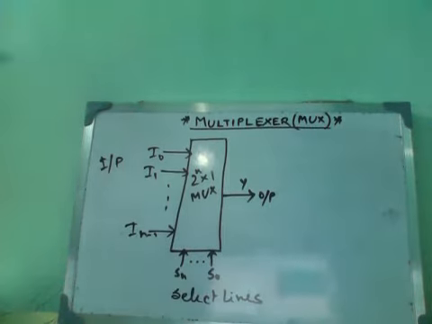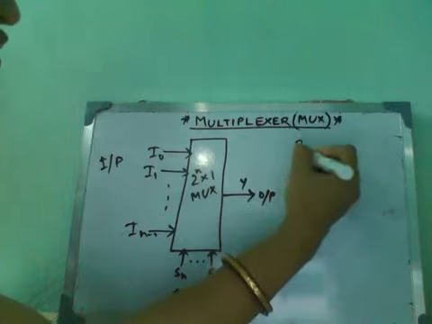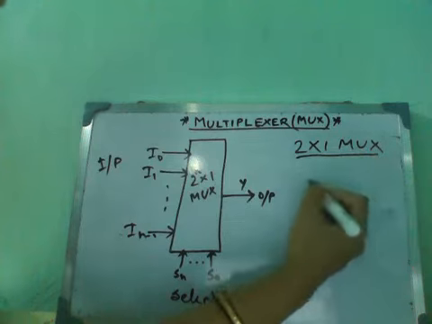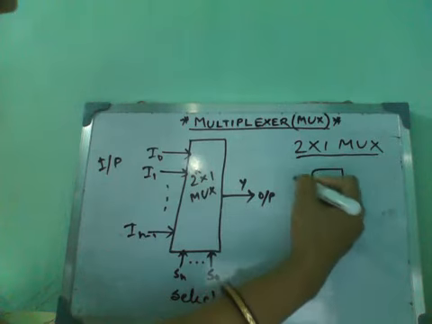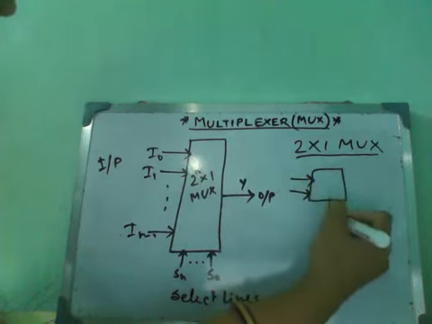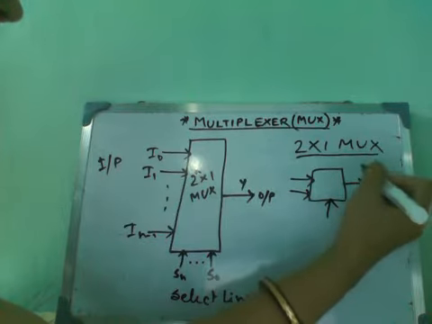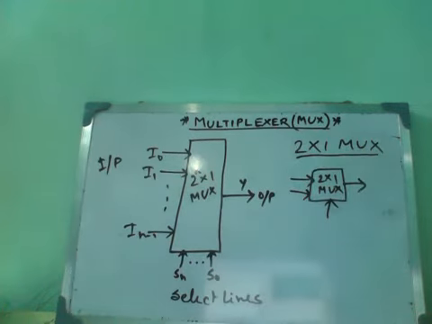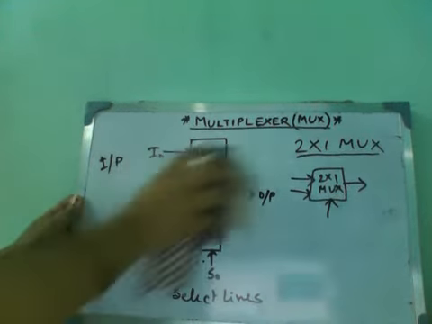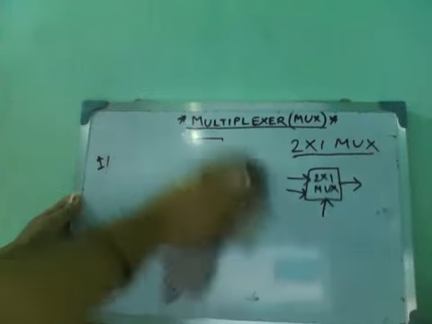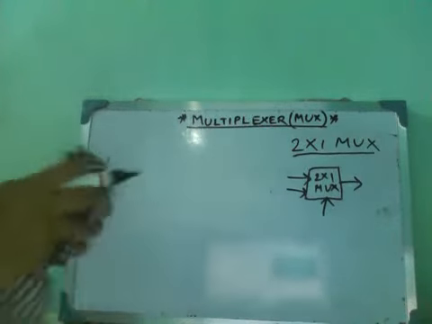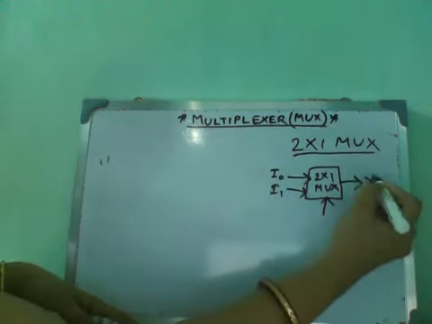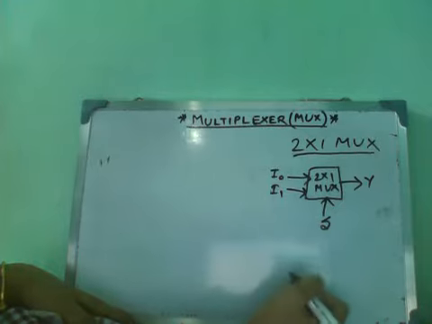Next, we discuss about 2 to 1 MUX. 2 to 1 MUX has 2 input lines, 1 selection line and 1 output line. The input lines are I0 and I1 and the output is Y. A selection line is S.